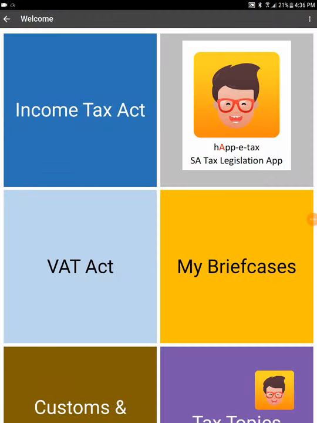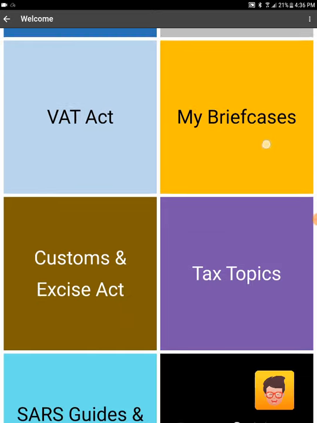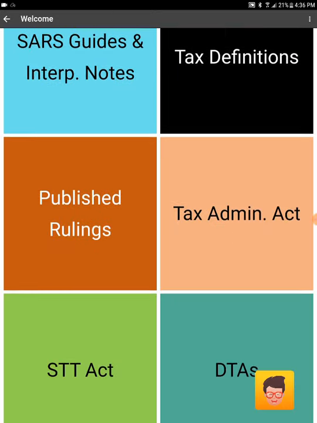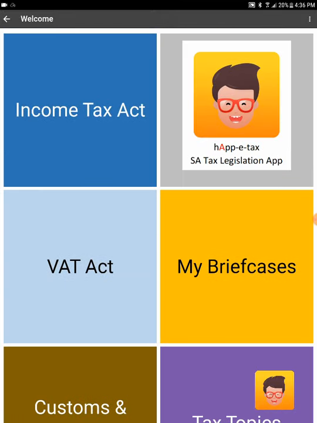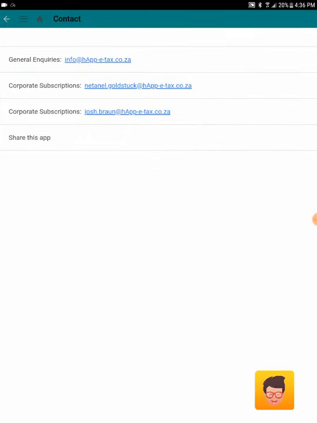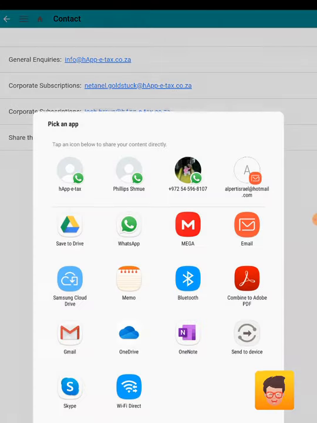So this is the hApp-e-tax main menu. It's made up of large colored buttons that are easy to tap. In the top right hand corner there's the hApp-e-tax logo. If you tap on this logo you'll find all our contact details and should feel free to get in touch with us. You can also share this app with colleagues and friends by tapping on Share this app.